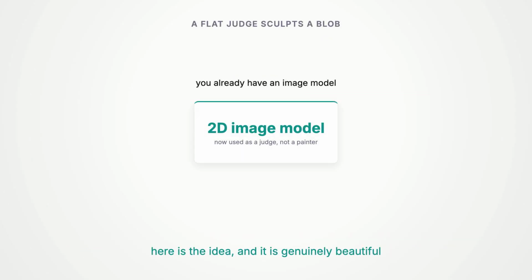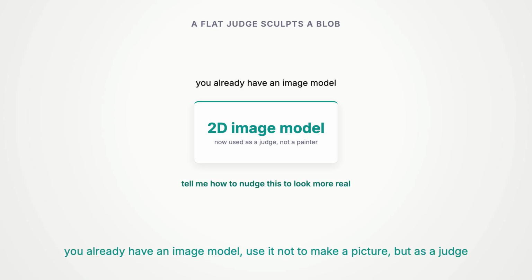Here is the idea, and it is genuinely beautiful. You already have an image model that, shown any picture, can tell you how to nudge it to look more real, more like the words you asked for. That is the entire skill from the painting episode, and we are just going to assume it. Now use that model not to make a picture, but as a judge. Start with a blob. Not a chair yet, just a vague lump of digital clay floating in space, meaningless. Then do this over and over.